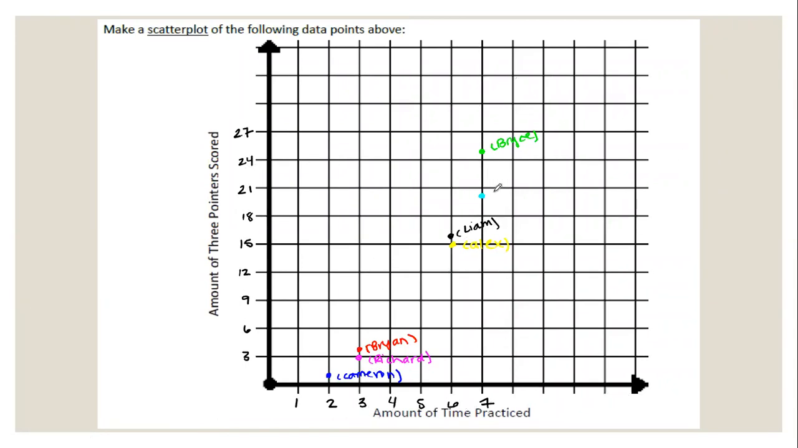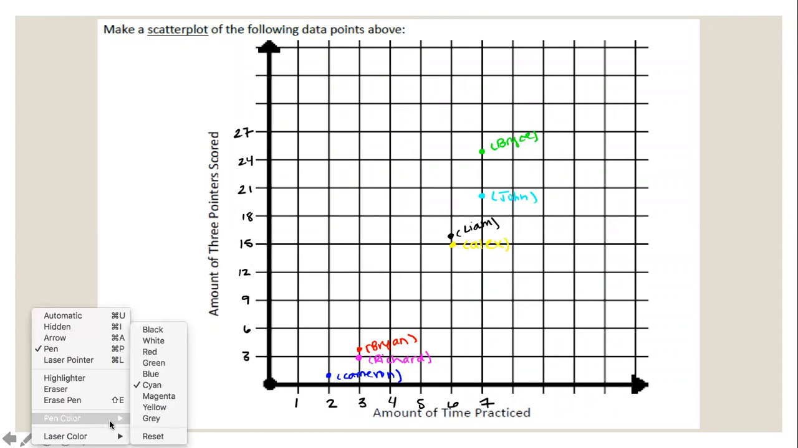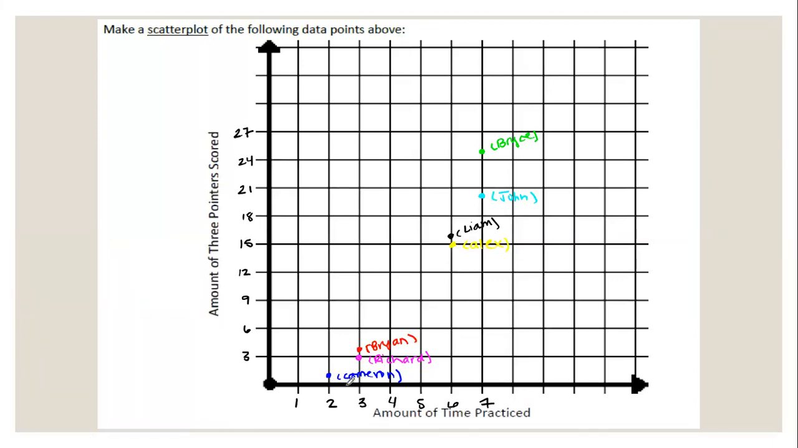What was this guy's name? John? I think so. And then James practiced 4 days out of the week and scores 7 three-pointers. Which color have I not used? Did I use all of them? Gray. All right, 4 and 7.